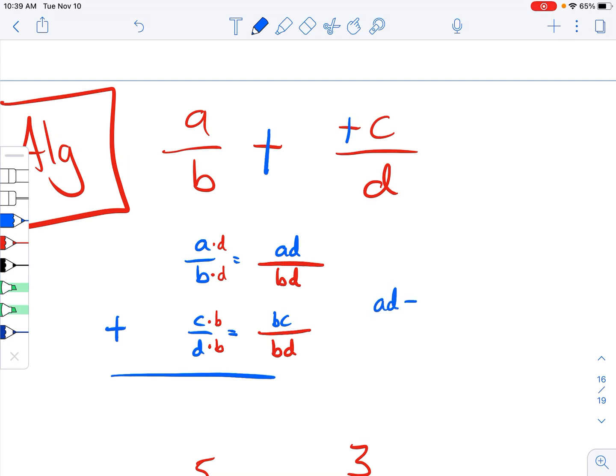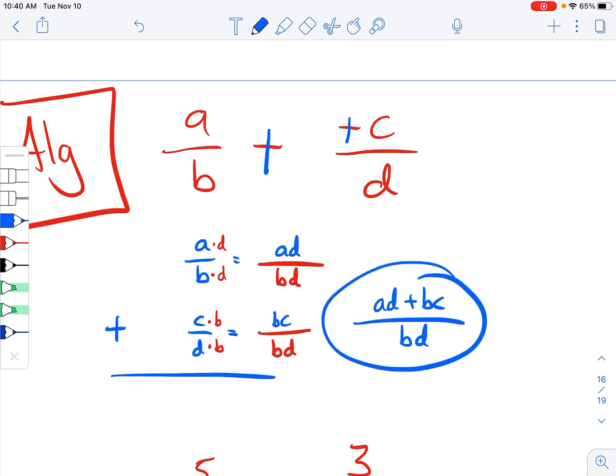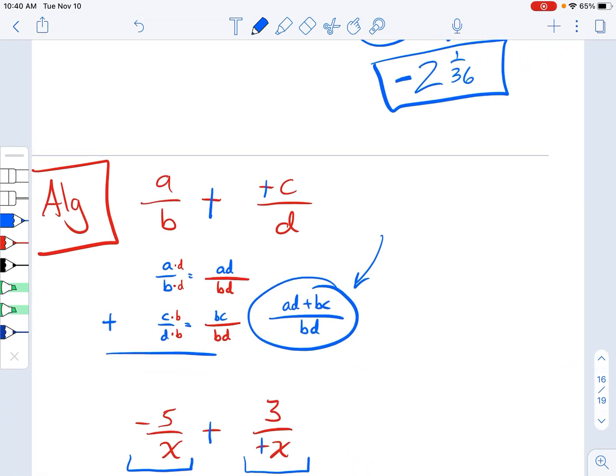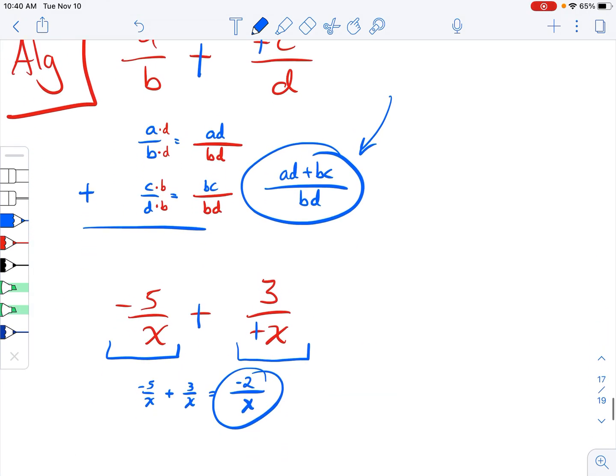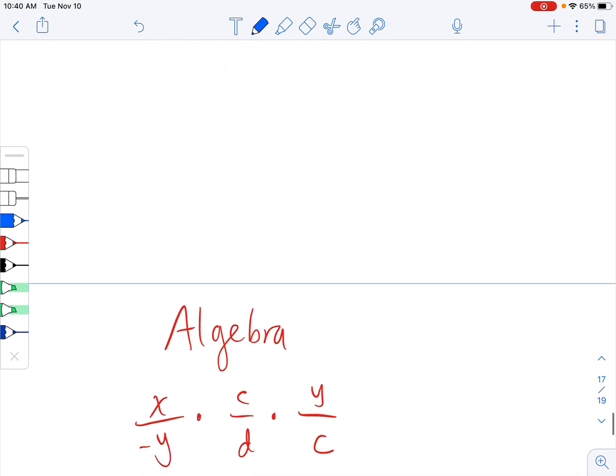Now, ad plus bc over bd. There's nothing I can do to that. That's the best I can do. I have simplified that fraction. I have added. I agree. It doesn't look very nice and it's ugly. I understand you probably want to cancel some things. That's not allowed. Welcome to the world of algebra. You want to do some things, but you're not always allowed to.